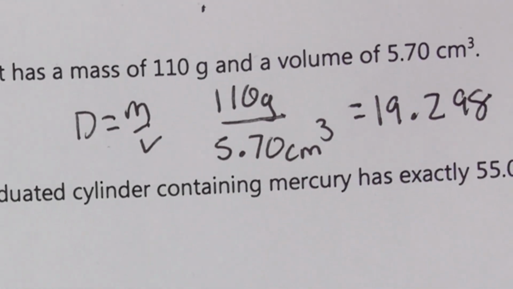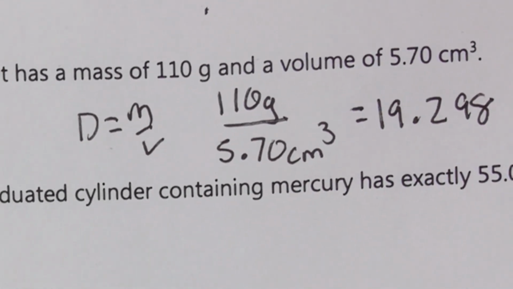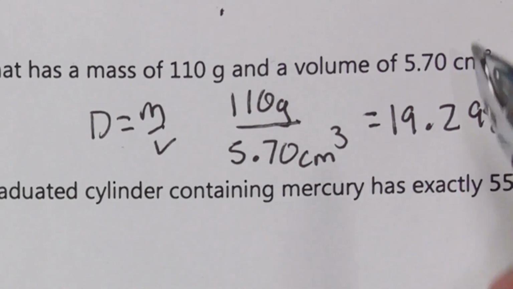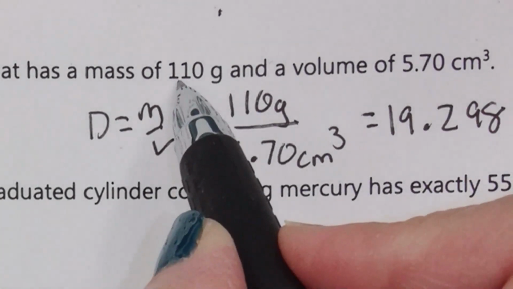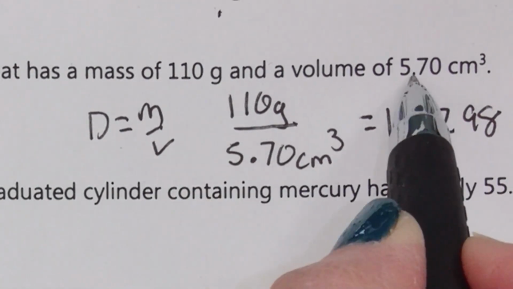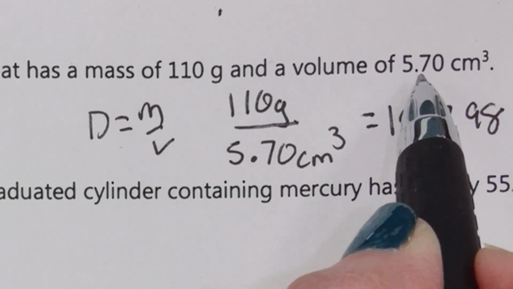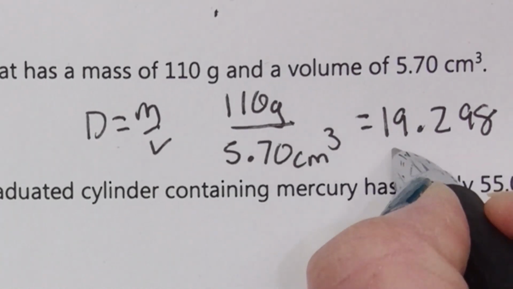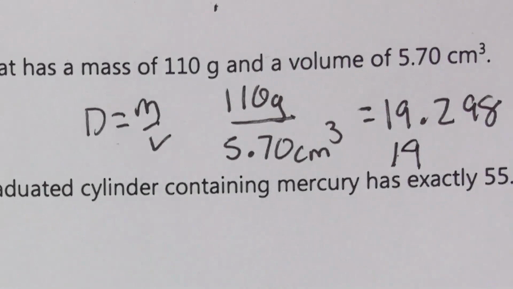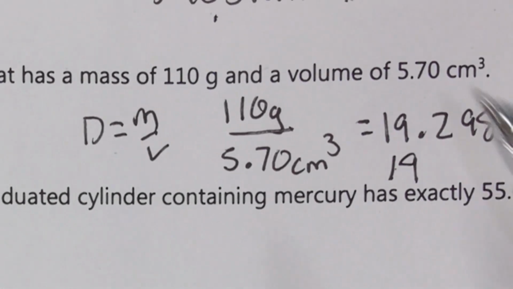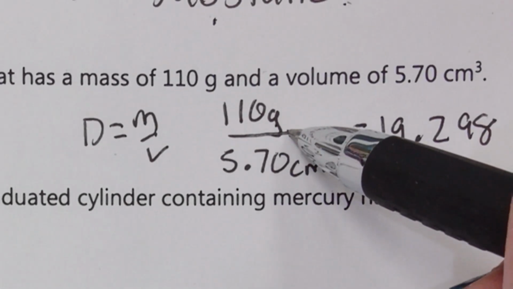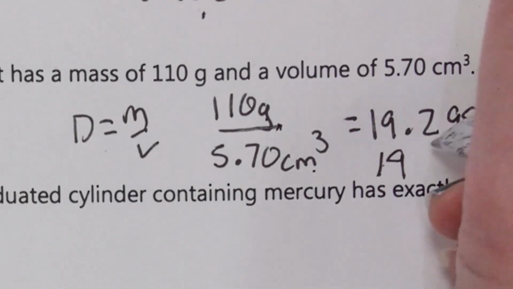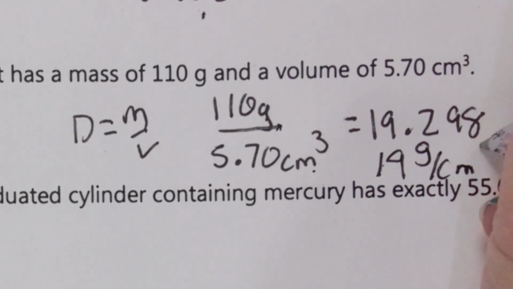So when I plug 110 divided by 5.7 into my calculator, I'm going to get a density of 19.298, etc. Now, we want to make sure we do our correct number of significant figures. 110 has 2 sig figs, 5.70 has 3. So my final answer here needs 2 sig figs, which is 19. What are my units? Grams divided by centimeters cubed.